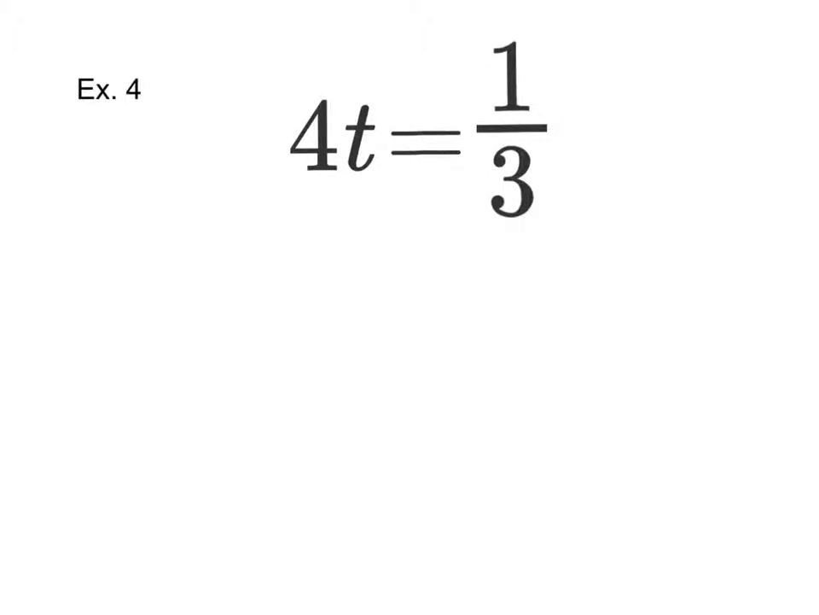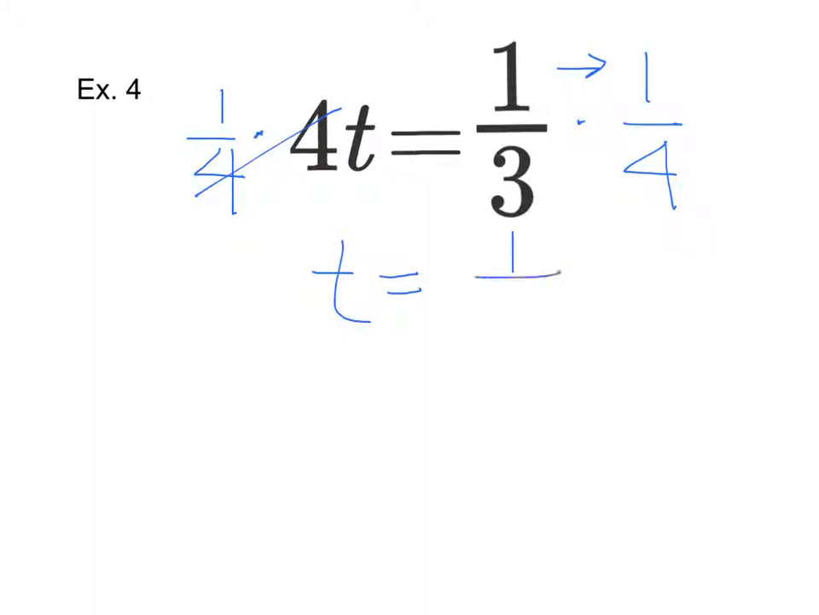So in a case like this, instead of dividing by 4, we would like to multiply by the reciprocal, which is 1/4. Multiplying by the reciprocal will still accomplish what we need to accomplish. 1/4 times 4 is 1, so it leaves just the t. The fraction side, 1 times 1 gives me 1, and 3 times 4 is 12.